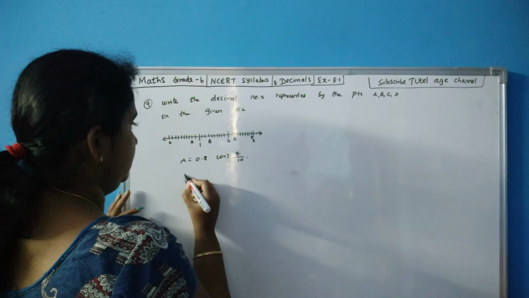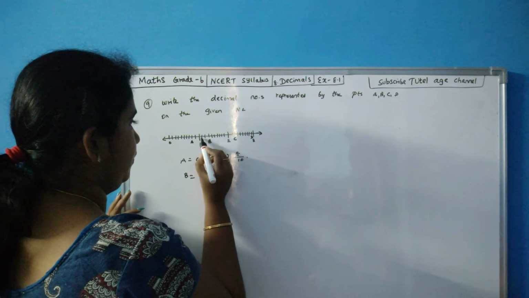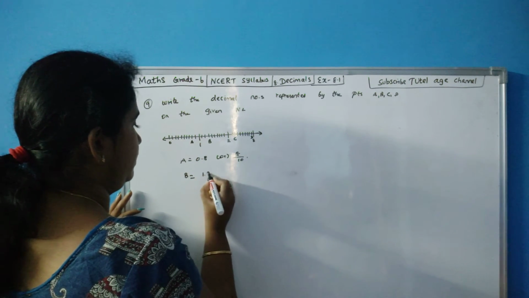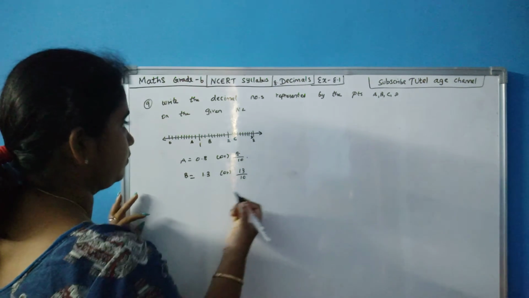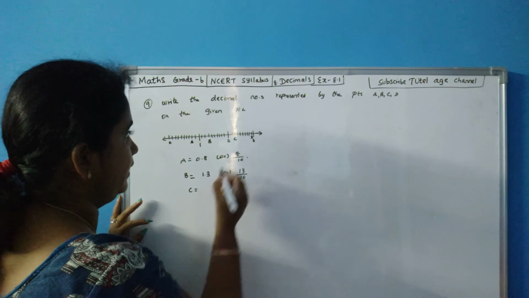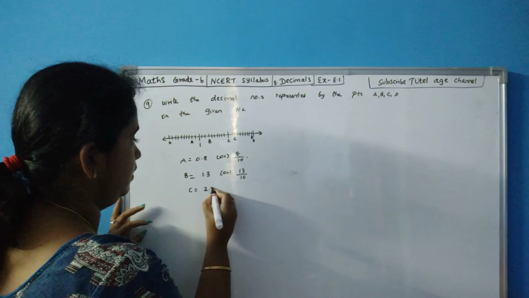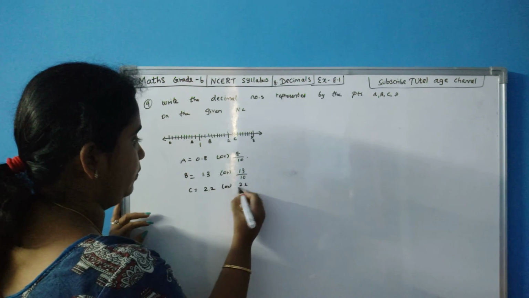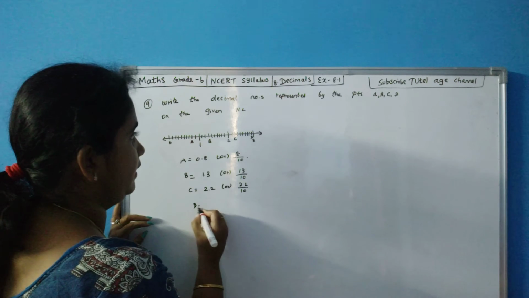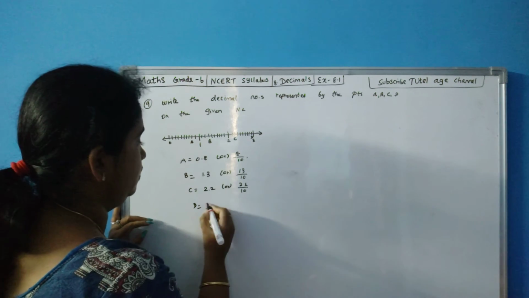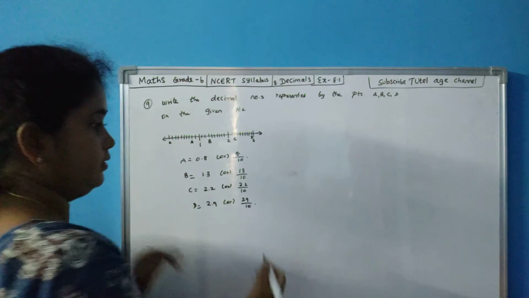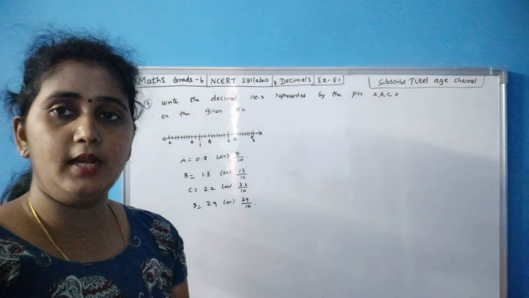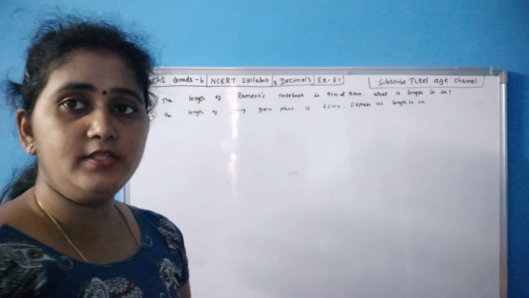Then for B, 1 is here, then 1.1, 1.2, 1.3. I am getting 1.3, or you can write it as 13 by 10. Now C I am getting as 2.2, otherwise you can write it as 22 by 10. D is before 3, it is 2.9, or you can write it as 29 by 10. So these are your answers. Now we'll move on to the last sum.